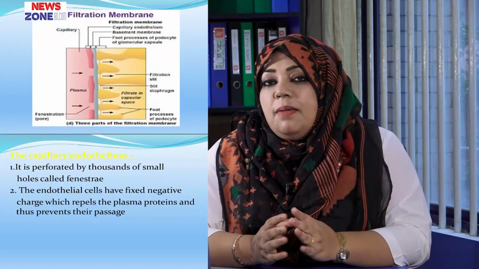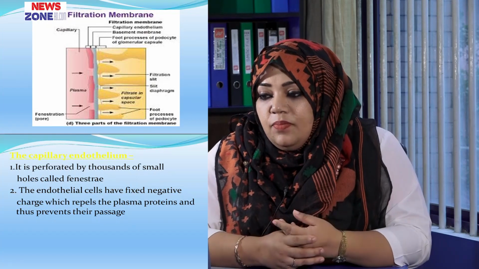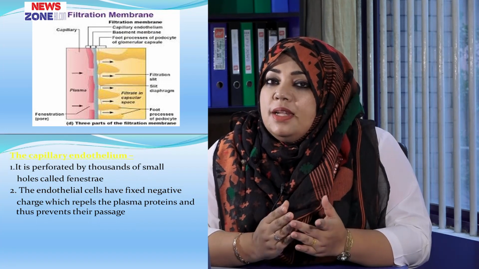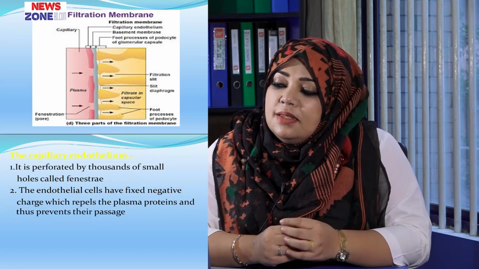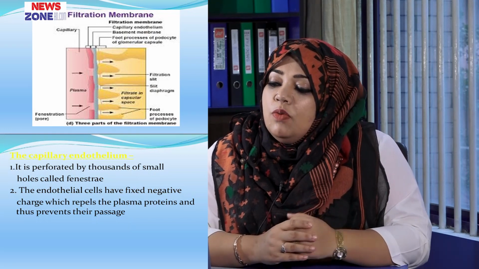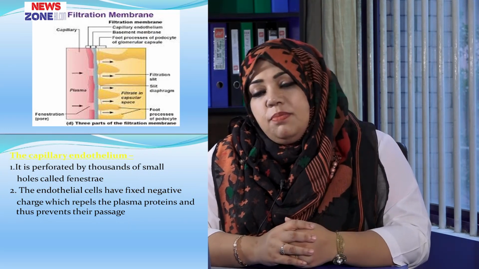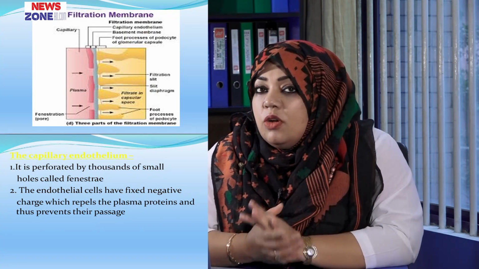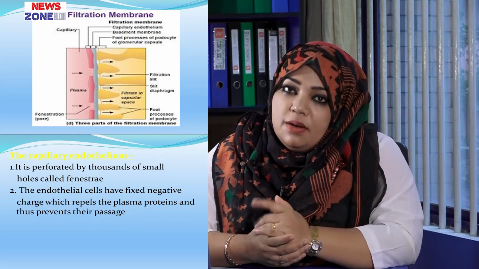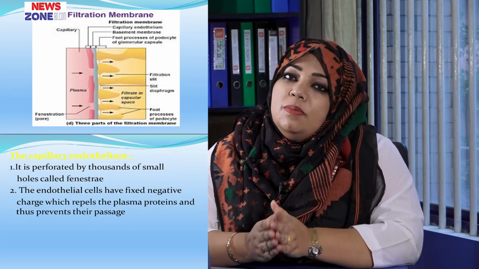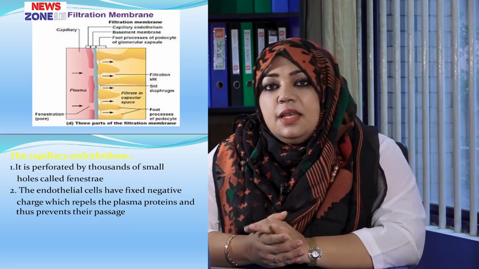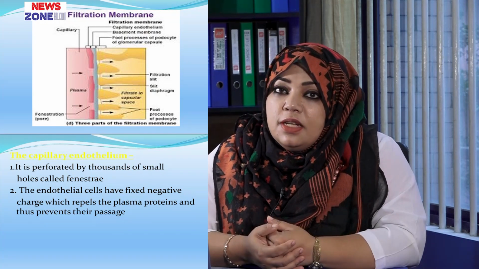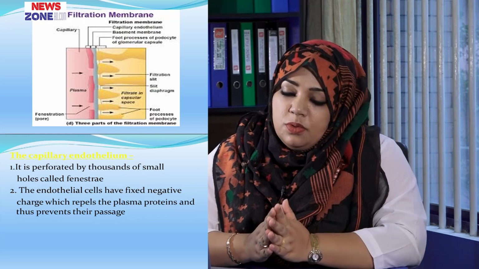Now let us look at the capillary endothelium, the first layer. It is perforated by thousands of small holes that are called fenestra. And the endothelial cells have a fixed negative charge which repels the plasma proteins and prevents their passage. It is very important that the plasma proteins are not filtered through the glomerular membrane. The main difference between plasma and the glomerular filtrate is that in the plasma, proteins are present, and in the glomerular filtrate, there is no plasma protein.